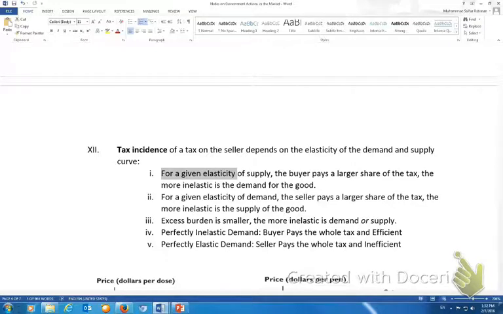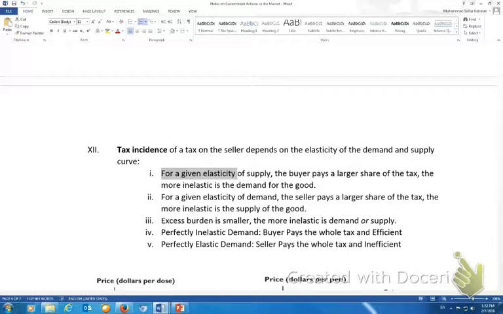Then number 2 says, for a given elasticity of demand, the seller pays a larger share of the tax, the more inelastic is the supply curve. The excess burden is smaller, the more inelastic demand or supply curve is.